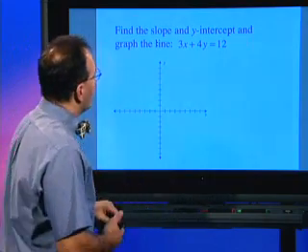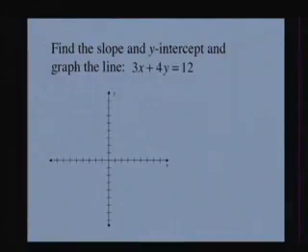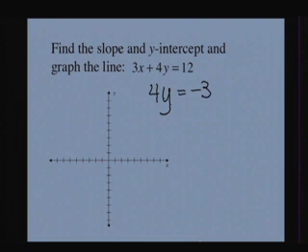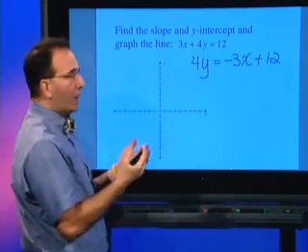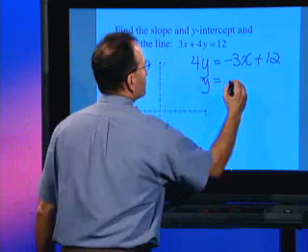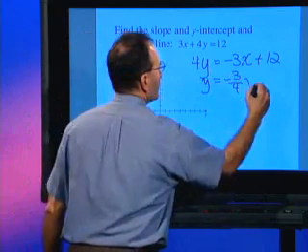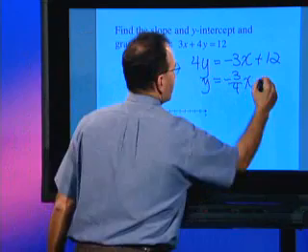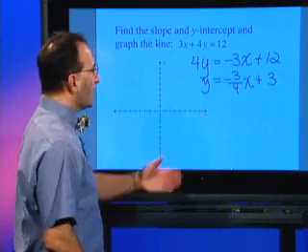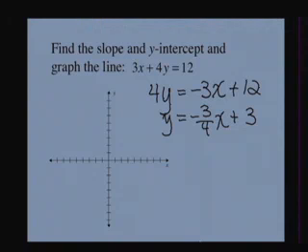So let's take that equation and put it in slope-intercept form. To do that, we want to isolate y. We have 4y equals negative 3x plus 12. Now we divide everything by 4, so we have y equals negative 3/4 x plus 3. That's now in slope-intercept form. Our slope, of course, is the negative 3/4, and our y-intercept is 3.